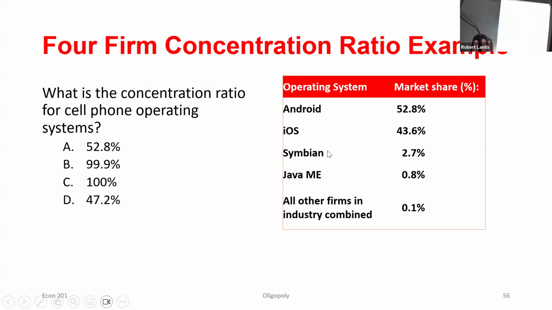So I tried to grab this. I think that it's a little bit old, might be from like 2021, 22. But this was kind of the market share of the top 4 operating systems for phones. So this would be a very concentrated market, where we don't have near as much competition. Okay.